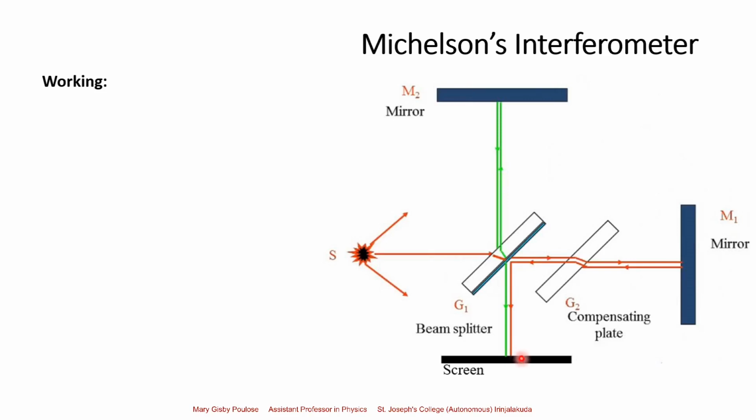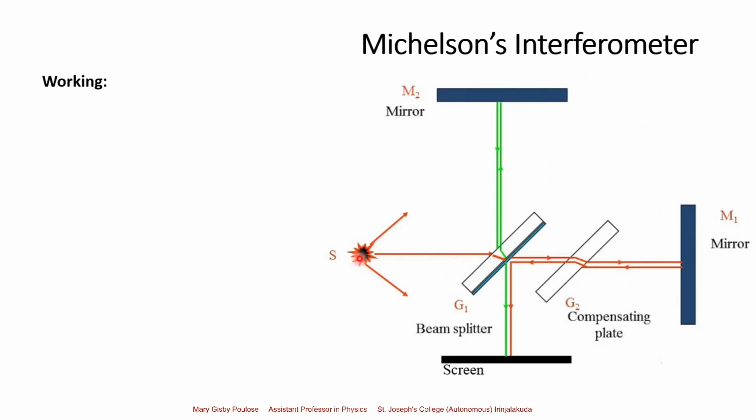Now, this interference pattern can also be viewed in this direction. Okay, but here already we have the source, and if we place a detector here, it will block the source and no light rays will be falling in the beam splitter.